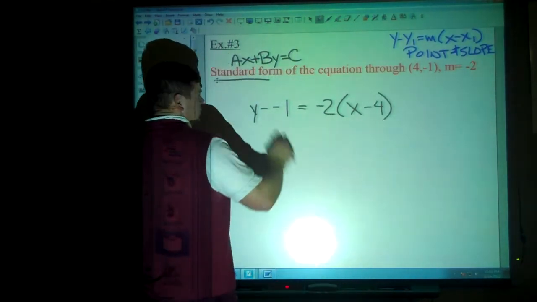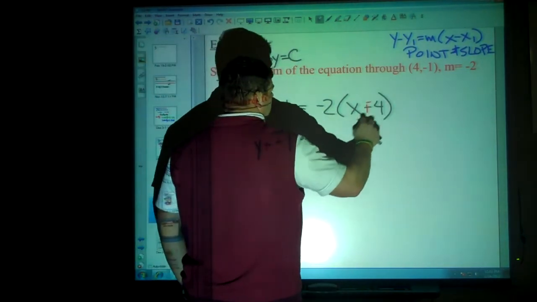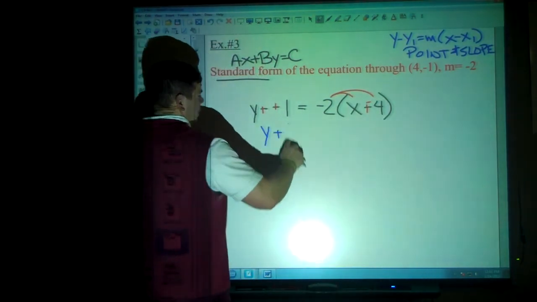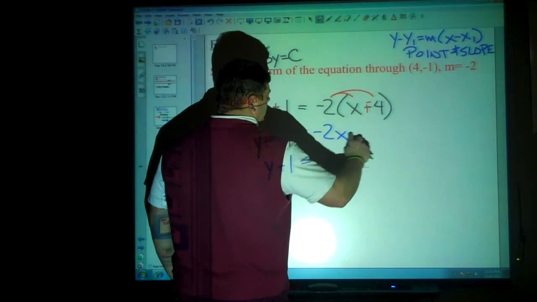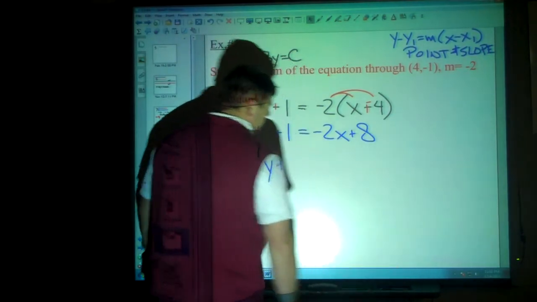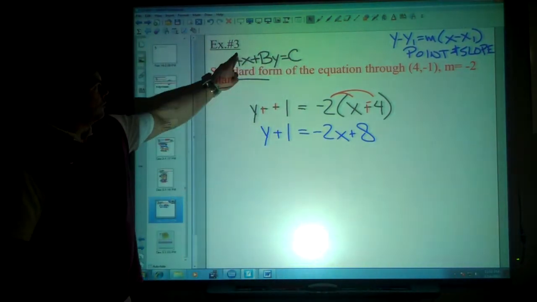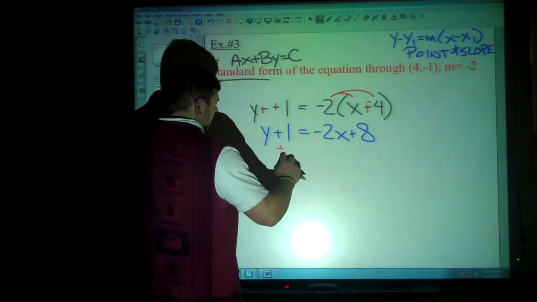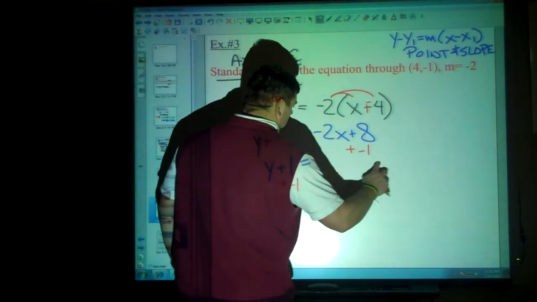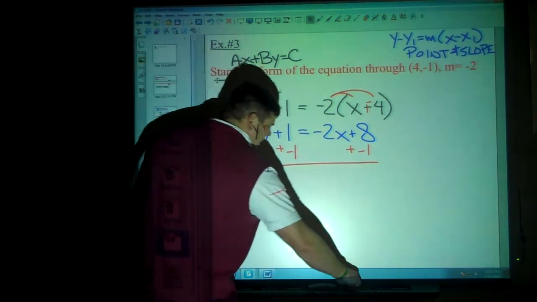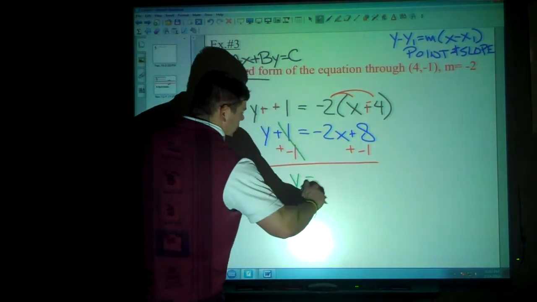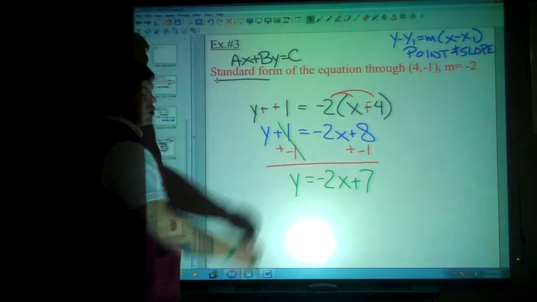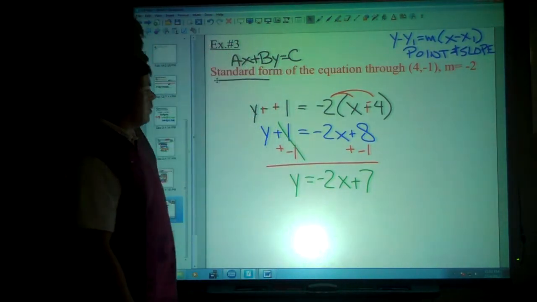We'll watch our signs, plus positive, plus the opposite, and we'll distribute. Now we have y plus 1 equals negative 2x plus 8. We need to get it in standard form, so it looks like this. All the x's and all the y's on the same side. So we'll add negative 1, add negative 1. Coincidentally, y equals negative 2x plus 7. That's the slope-intercept form, but that's not the form I want.